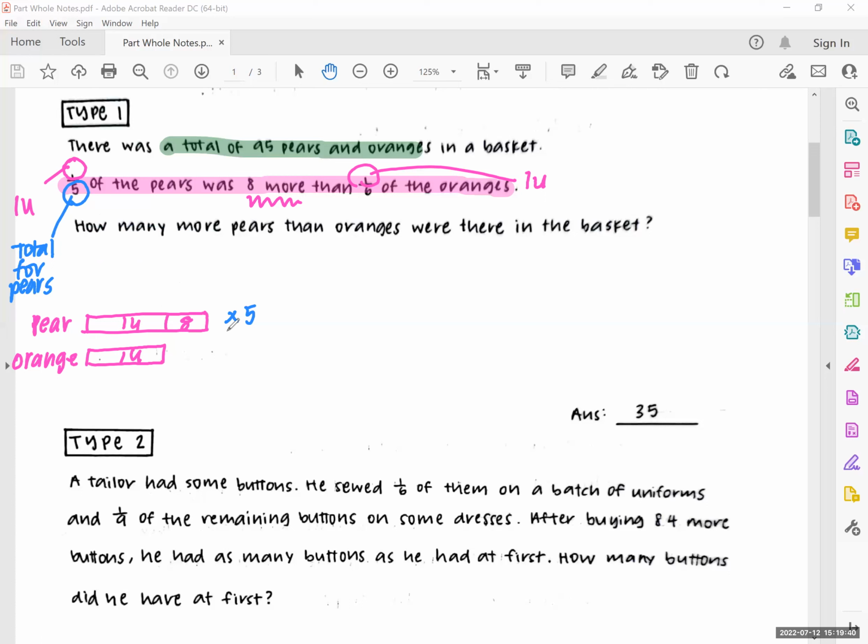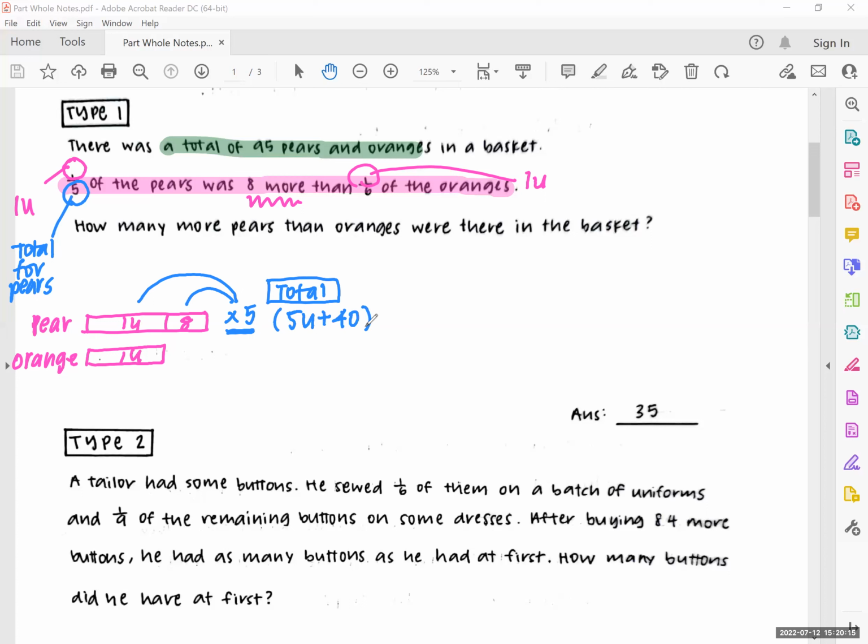But you need to be very careful when you multiply by 5. Why? Do you all remember why you need to be very careful when you multiply by 5? Because we cannot just multiply the unit, but we also need to multiply the number. Very good. Excellent. You need to multiply not just the units, you also need to multiply the number, which is 8. So in total, I know that the total for the pears is actually how much? 5 units plus 40.